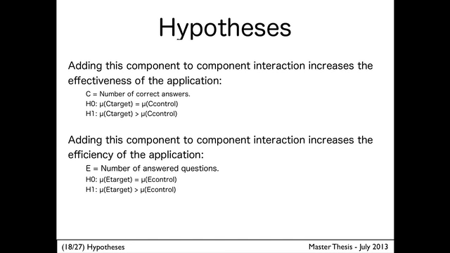These are the hypotheses contrast. The first hypothesis states that effectiveness on the target group, adding the target feature, increases with respect to the control group. The second hypothesis states that the efficiency on the target group increases with respect to the control group. In other words, adding the connection to the component-to-component interaction network improves the application performance.